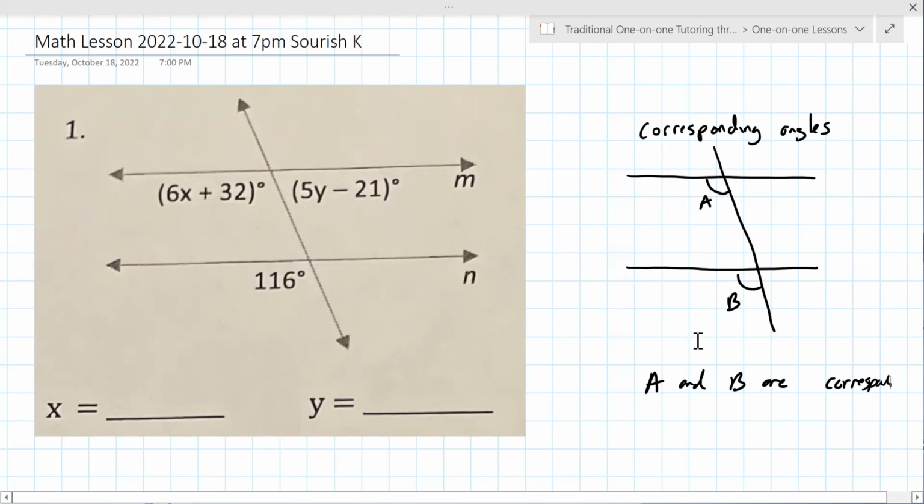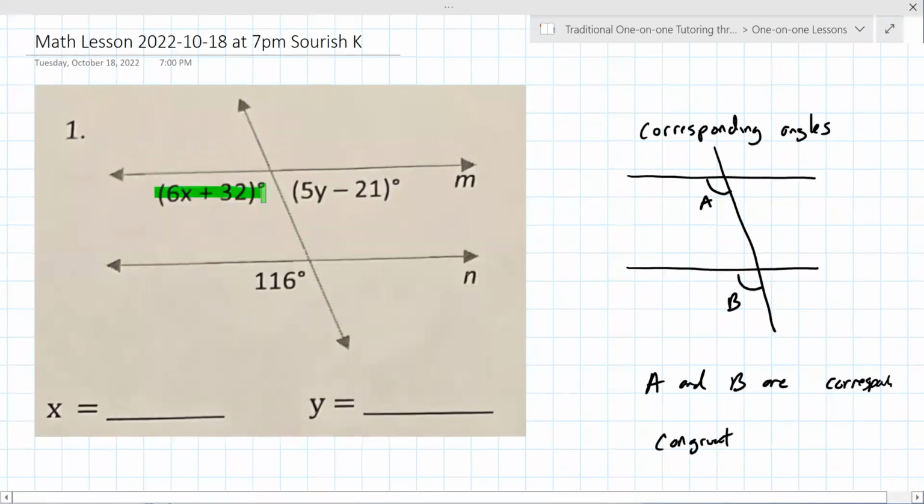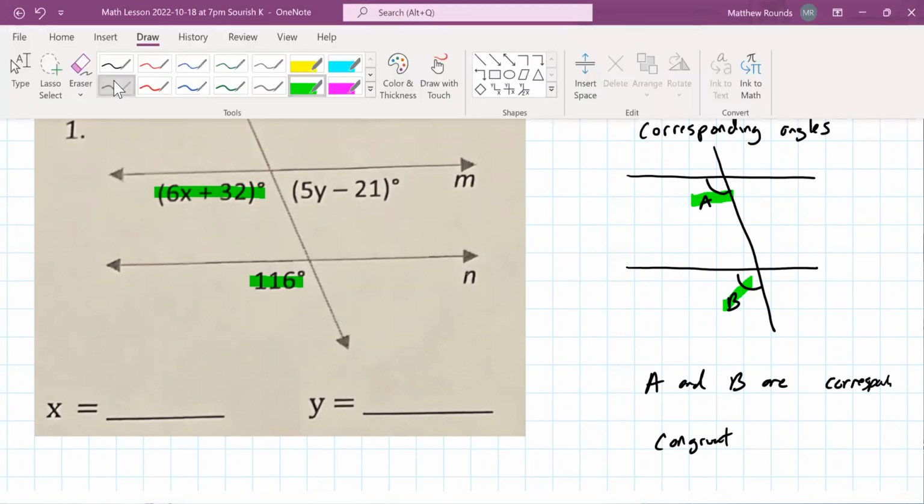Now corresponding angles, they're congruent. So do you see in the picture on the left, I'm going to highlight it here. Do you see that 6x plus 32 corresponds to 116? That they're the same as this A and this B. You see that? Okay, so corresponding angles are congruent, which means you set them equal.